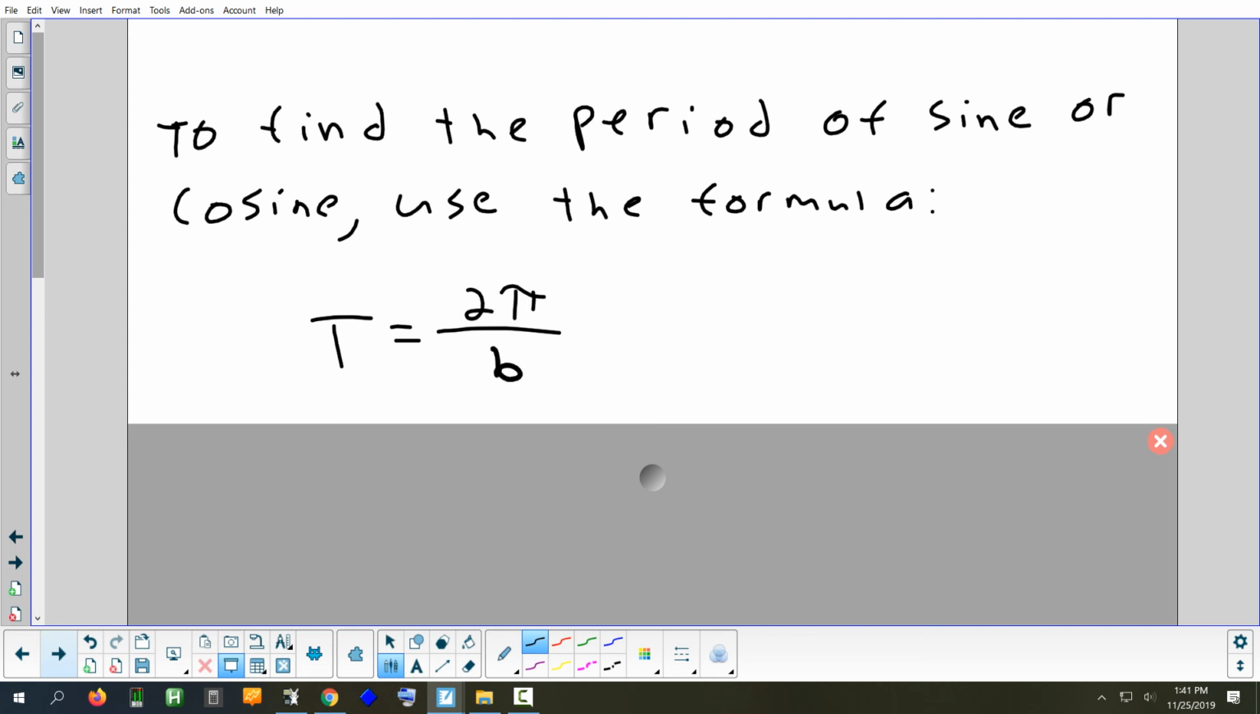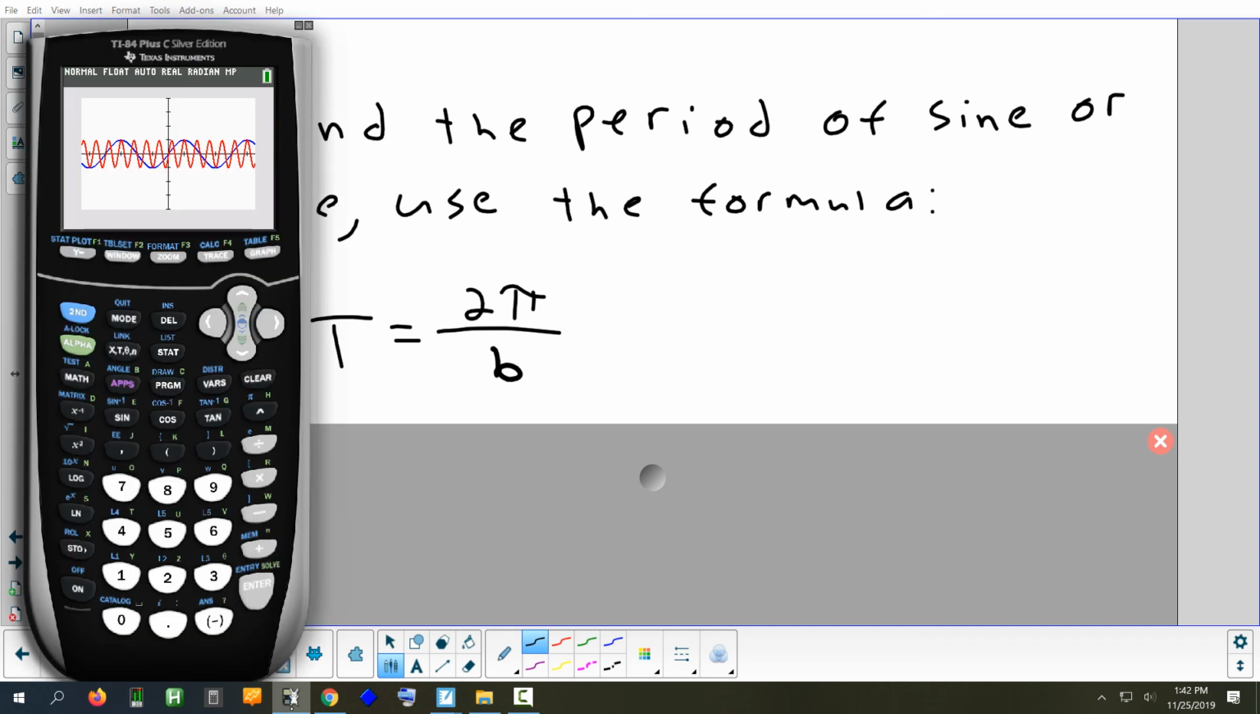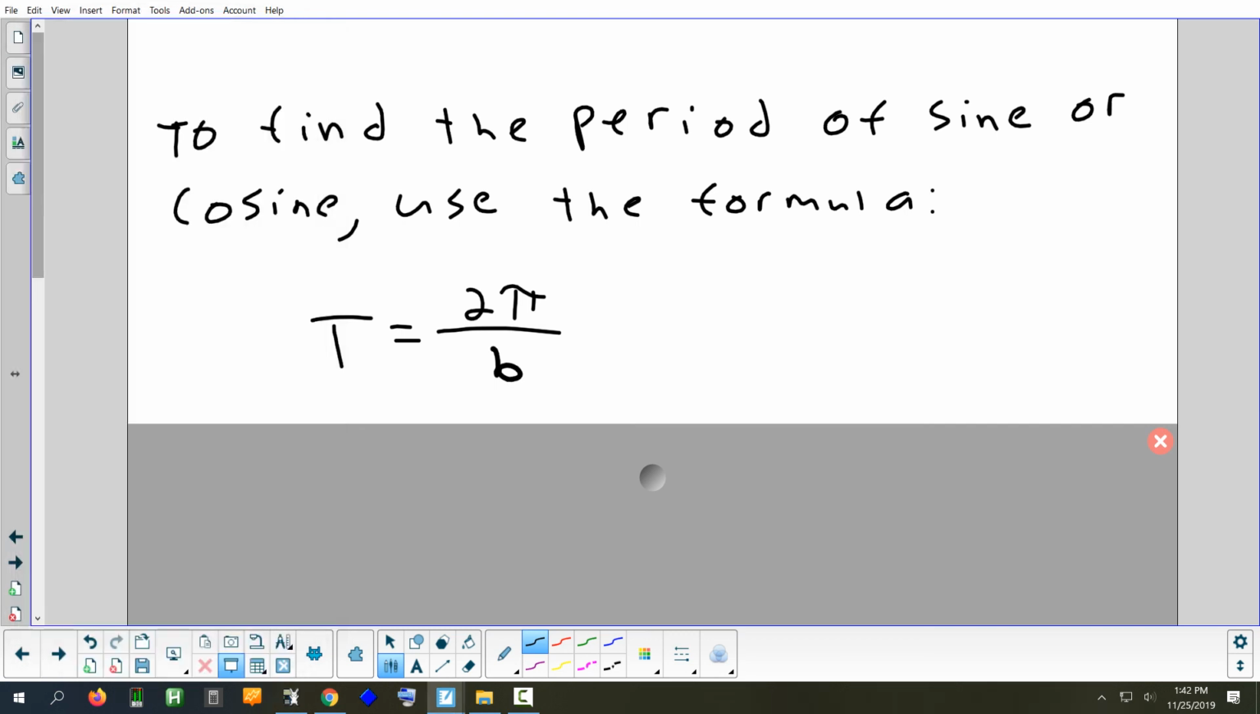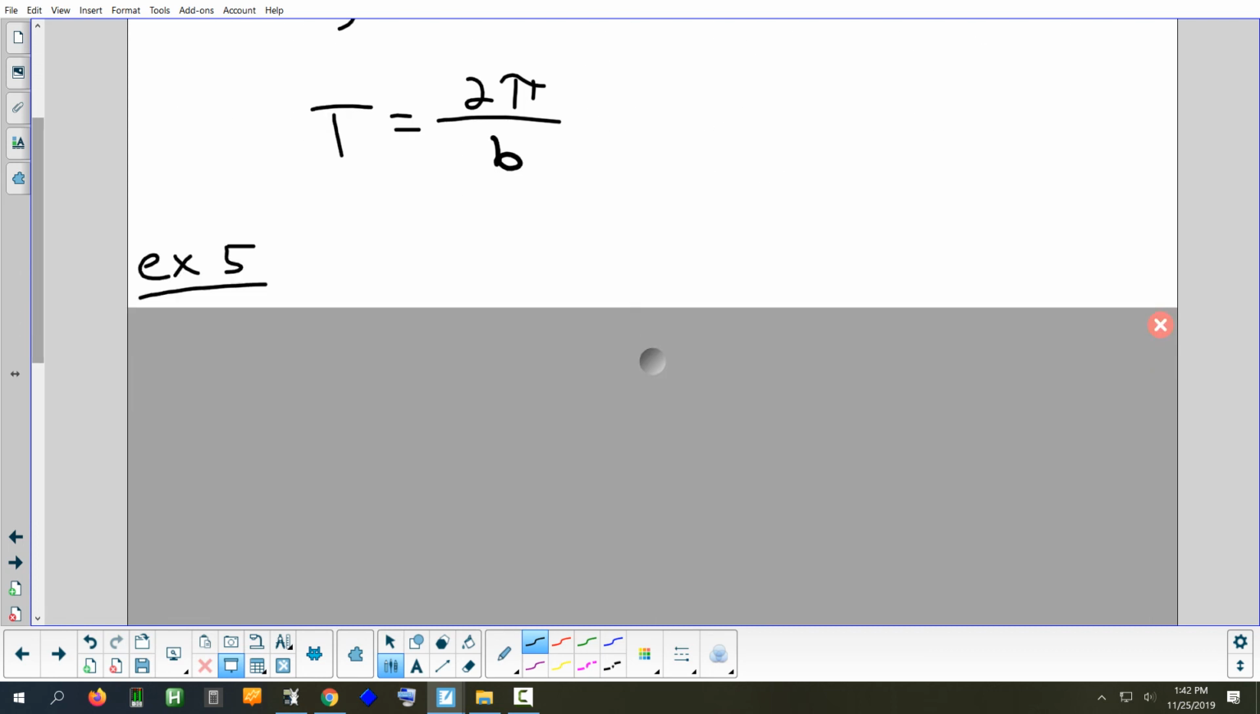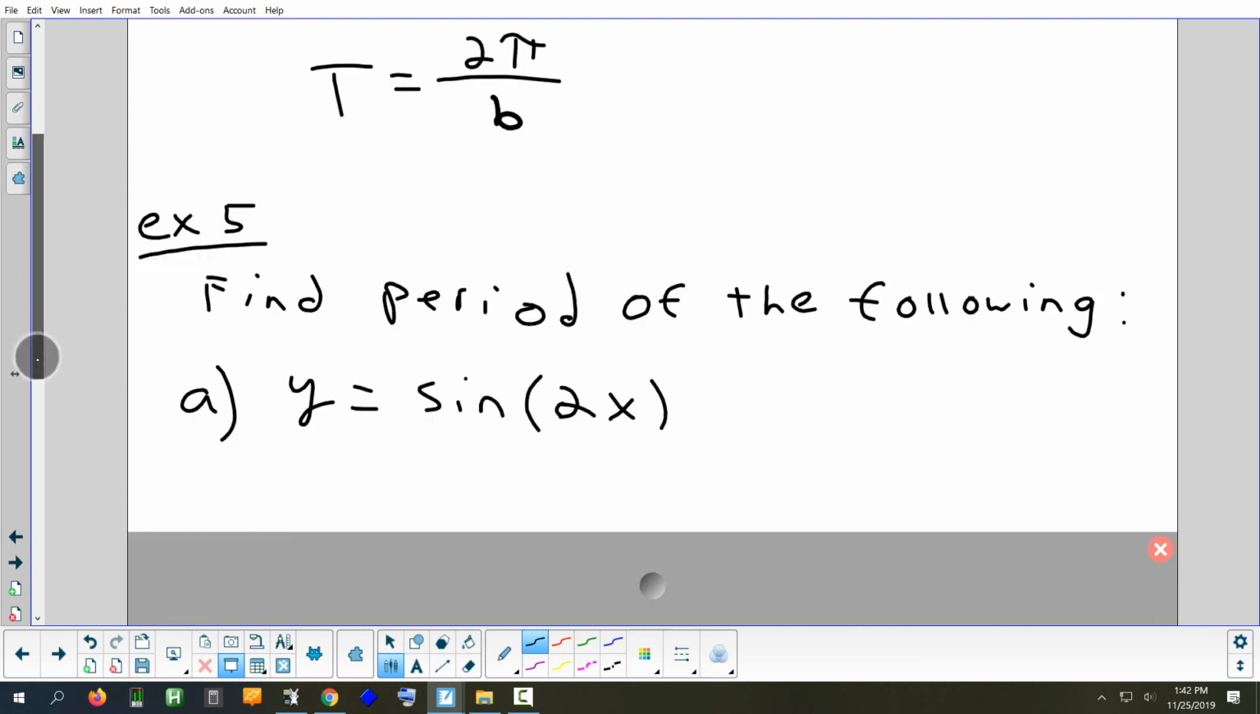T equals 2 pi divided by b. That's how you find the period when you change it. So like in this problem, the period of the graph in red is 2 pi over 5. It's 1/5 as big as the original. Okay. So let's try this one.